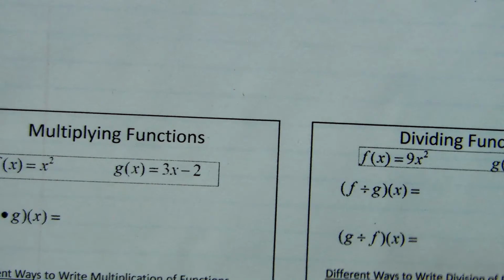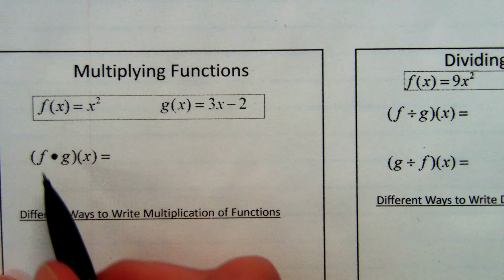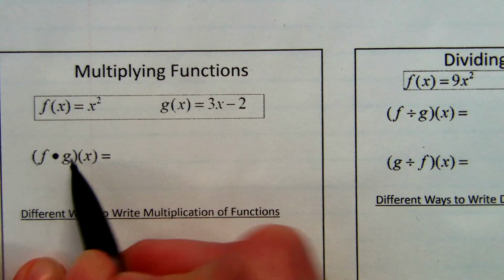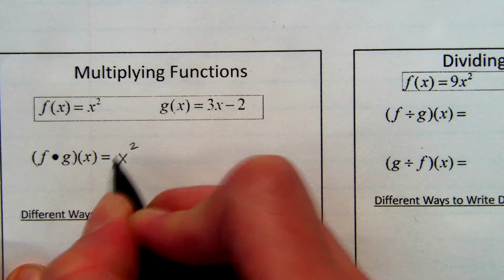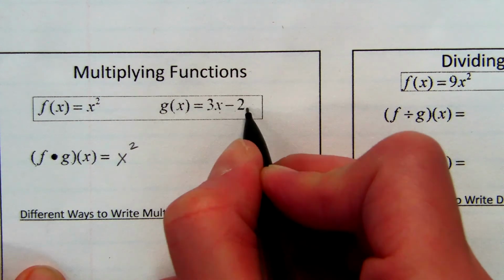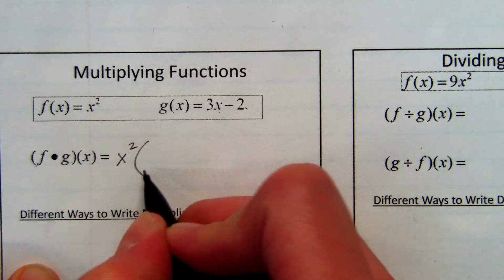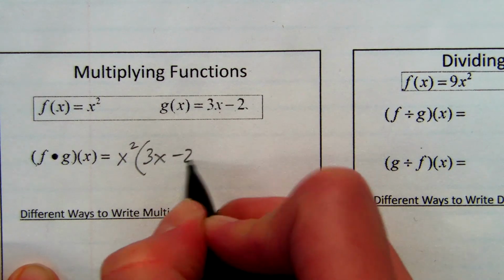All right, so if we come down here to multiplying functions, we're going to use the little times dot. And it says that multiply f times g. That means I'm taking x squared times 3x minus 2. If you have a binomial, trinomial, anything more than one term, you're going to put it in parentheses.